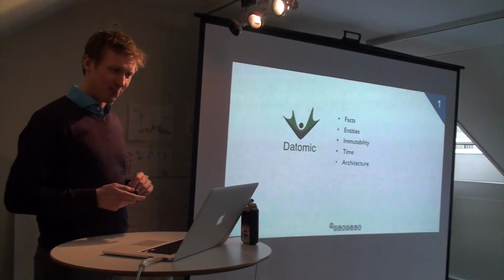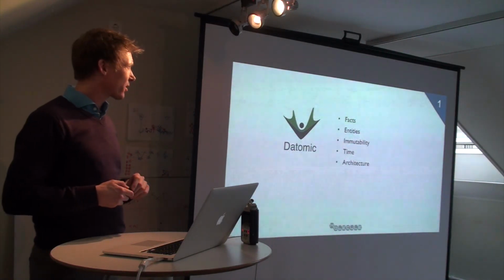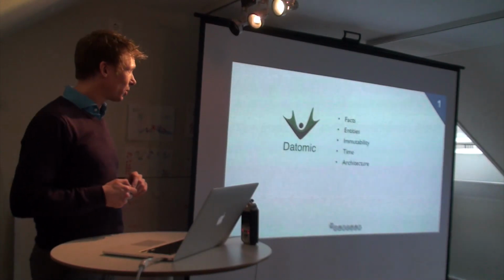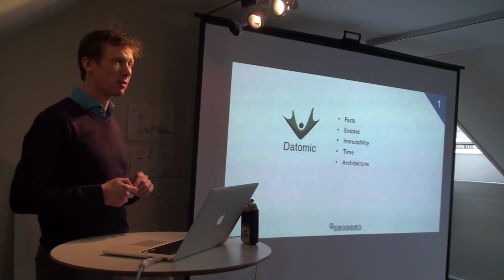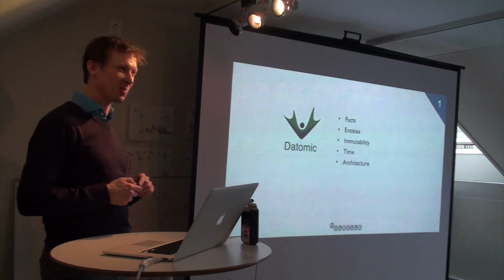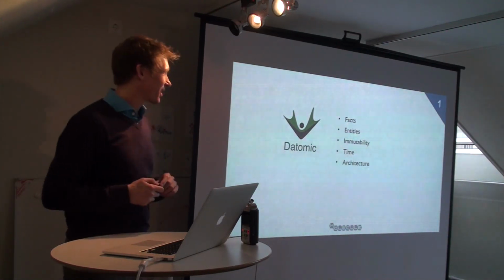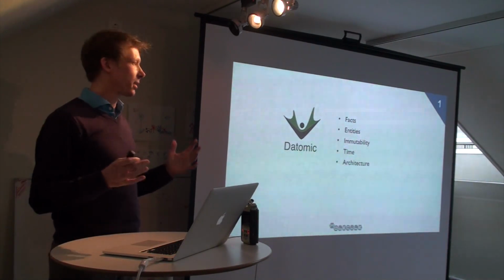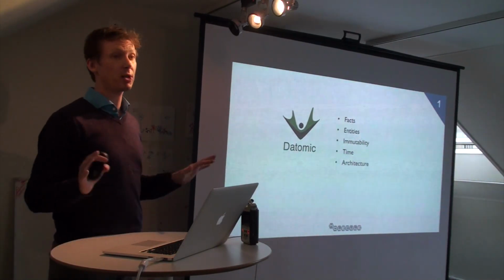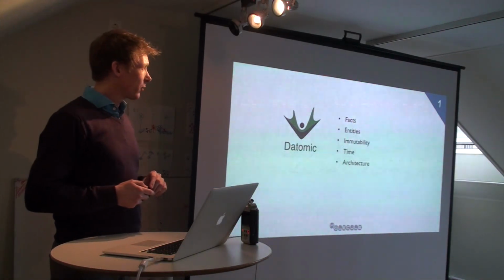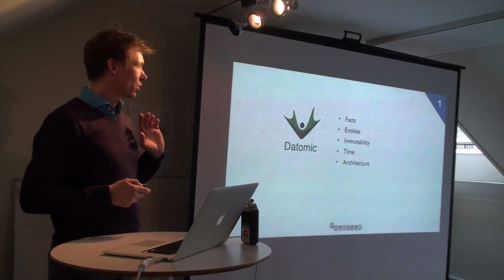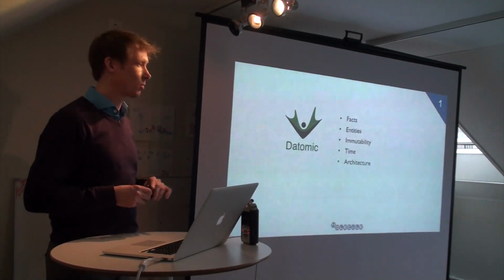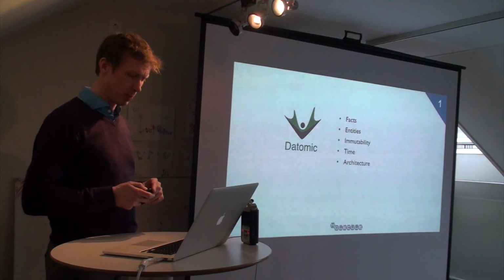So let's go. Datomic has facts and entities, and it's an immutable database, which might sound strange for a database which can be changed, but it's basically collecting facts, so it collects more and more data without ever erasing anything, which gives some very cool time features that I'm going to show a little bit, and then I'm just briefly going to show how the architecture basically is.